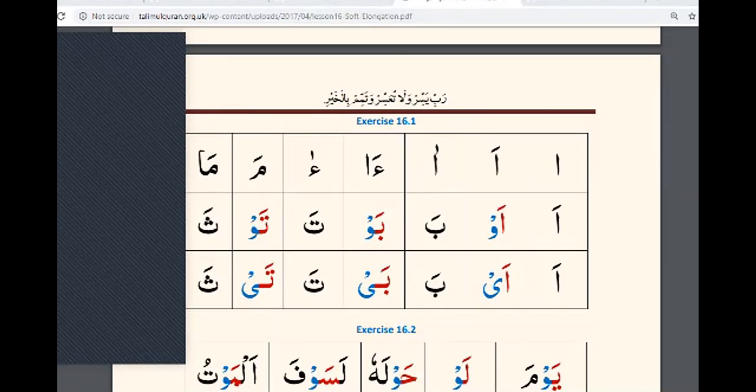Beautiful. And then the last example on that line is a mim with a fatha, which is followed by a blank alif, which means that's an alif mother. So that will be elongated for 2 seconds. Ma. Ma. Beautiful. Excellent. Now we're going to go on to the last line here.